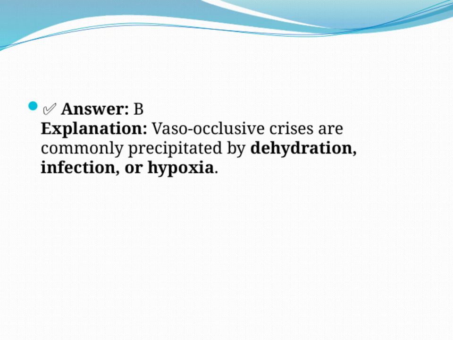The main precipitating factors include dehydration, infection, and hypoxia. When the blood becomes dehydrated, it thickens, making it easier for the sickled cells to block blood flow. Similarly, infections can increase metabolic demand and cause inflammation, which also promotes vaso-occlusion. And hypoxia, or low oxygen levels, can cause the sickled cells to become more rigid and sticky, leading to blockages. Recognizing these triggers helps us better manage and prevent these painful crises, which ties back to our overall goal of improving patient outcomes through understanding disease mechanisms.